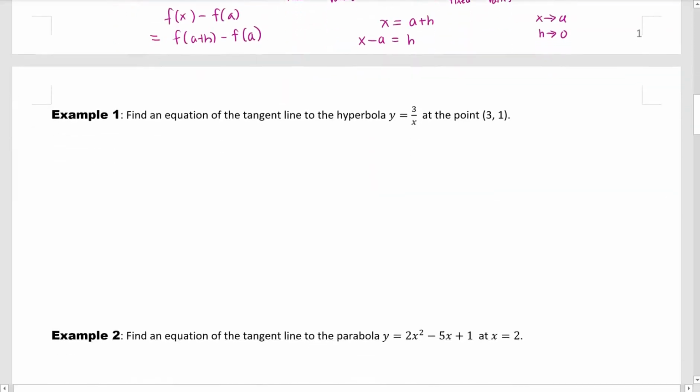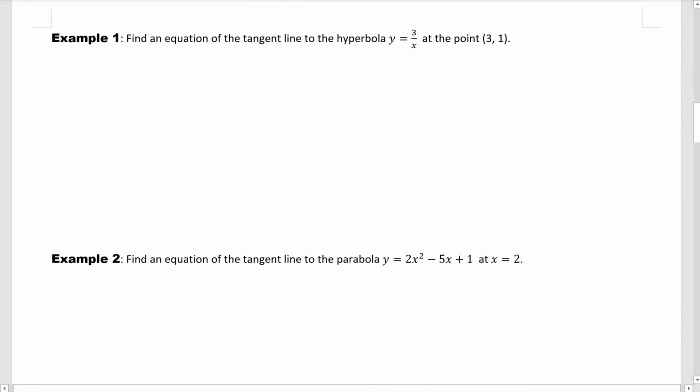Alright, let's look at example 1. Find the equation of the tangent line to the hyperbola y equals 3 over x at the point (3, 1). So in this problem, I'm going to show you using both expressions. Then you can compare and see the difference between them. Using the first expression.